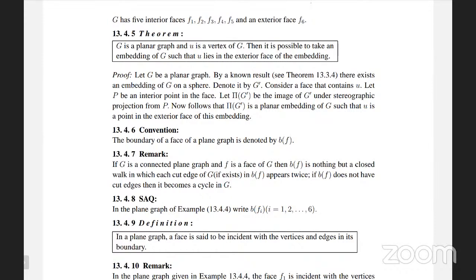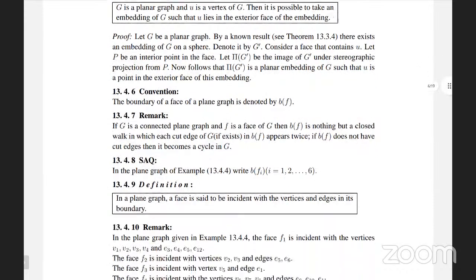In the simple way, for a planar graph, we can directly conclude that it is connected without any repeated edges, and that an outside face will be there. Whether an exterior embedding is possible or not can be checked by using the stereographic projection from P. If any point is interior, then its stereographic projection is outside, so that it is G dash, a planar embedding of G such that U is a point in the exterior face of the embedding.